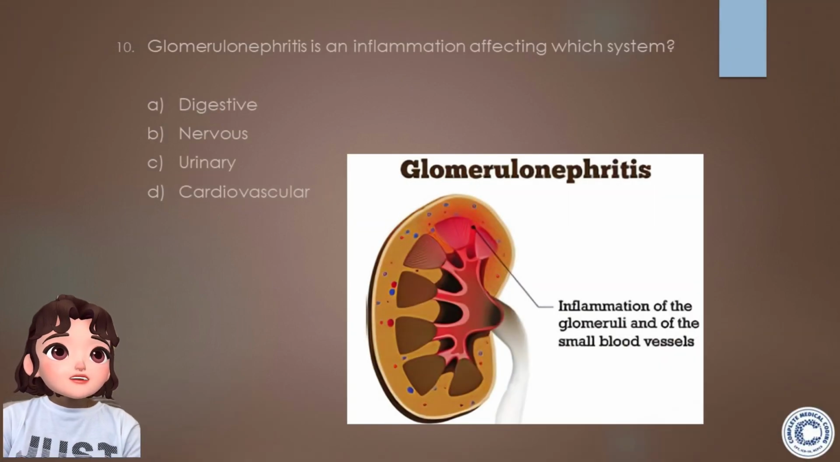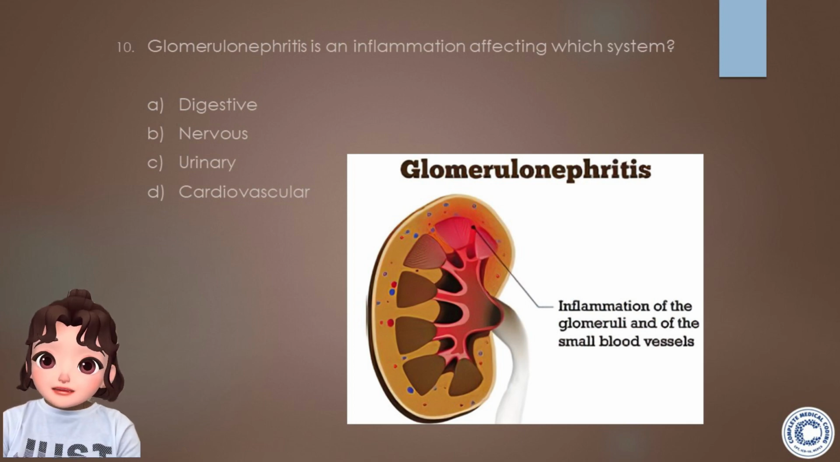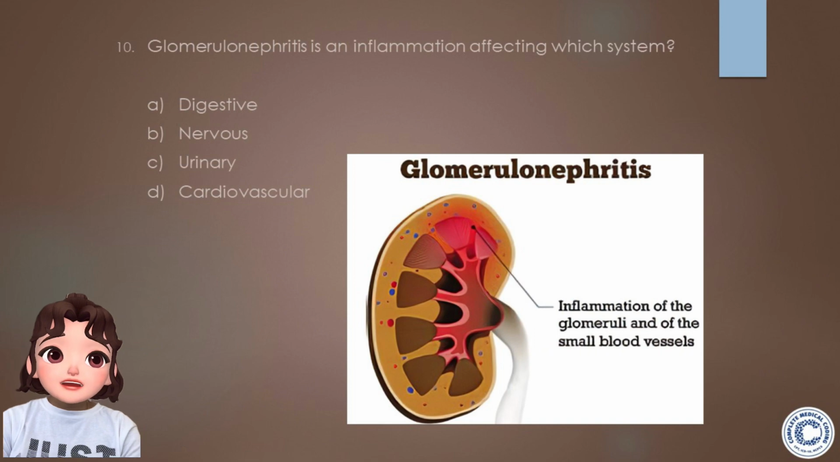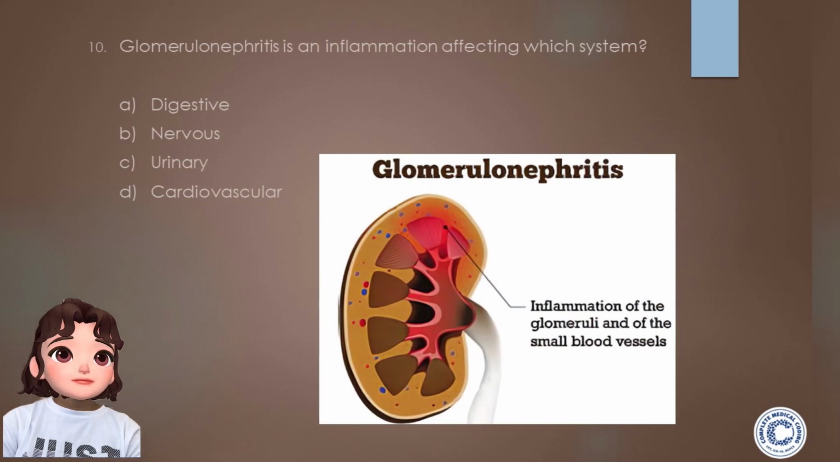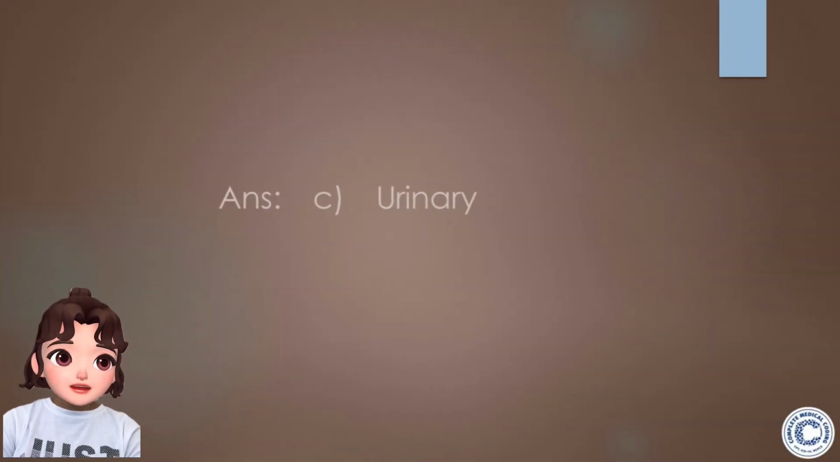Next question. Glomerulonephritis is an inflammation affecting which system? This is an easy question, right? Digestive, nervous, urinary, cardiovascular. So where is this glomerulonephritis? Nephritis refers to kidney. It will be in the kidney. Inflammation of the glomeruli and one of the small blood vessels. So kidney. That means this belongs to urinary system. Answer will be option C, urinary.